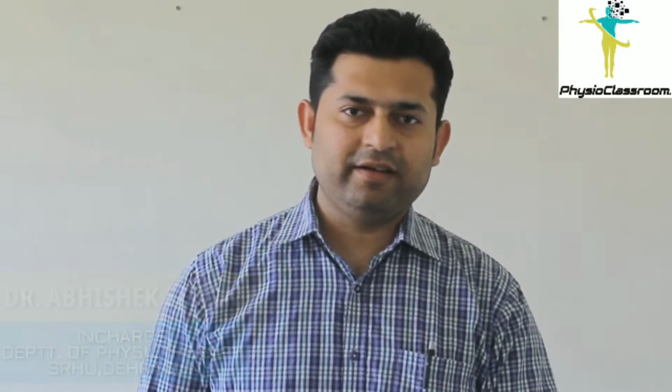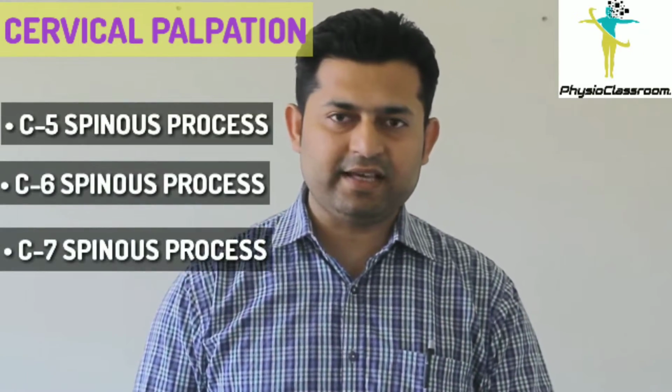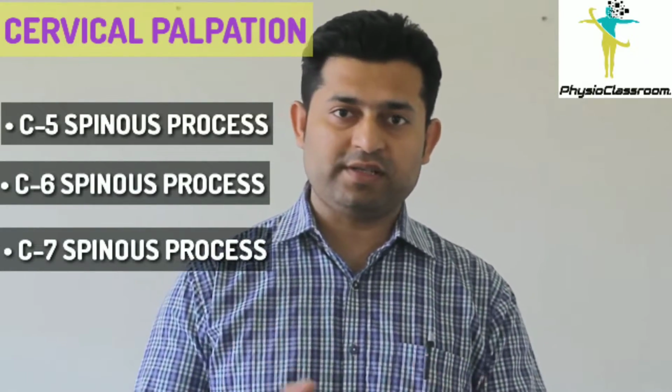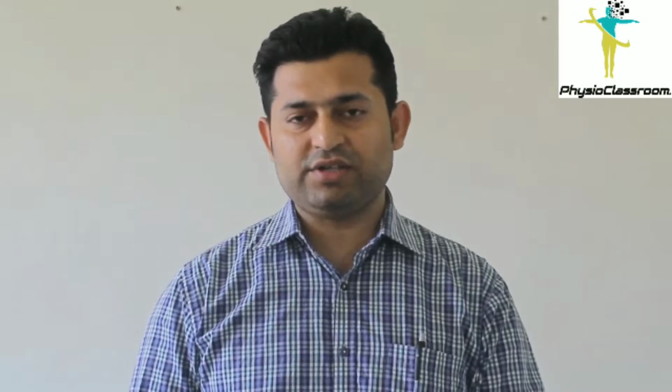This is our second video on cervical palpation technique, and today we are going to practically demonstrate the palpating technique to accurately locate and identify the C5, C6 and C7 spinous processes. And also I am going to tell you how you can precisely differentiate C5 from C6 spinous process, C6 from C7 spinous process, and finally the cervicothoracic junction palpation, that is to differentiate C7 from T1 spinous process.